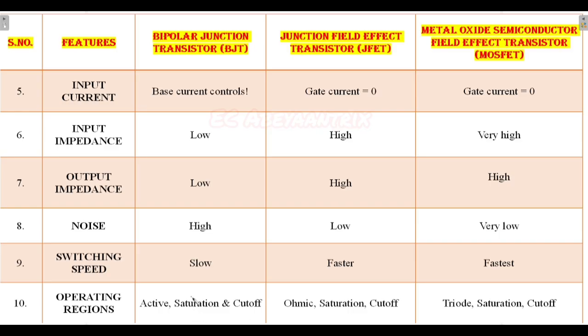You also have to know the connections. Remember that in the active region, the emitter-base junction is forward biased and the collector-base junction is reverse biased. In the saturation region, both junctions are forward biased, and in the cutoff region, both junctions are reverse biased. That biasing concept is very important. And coming to JFET, there are three important operating regions: ohmic, saturation, and cutoff.